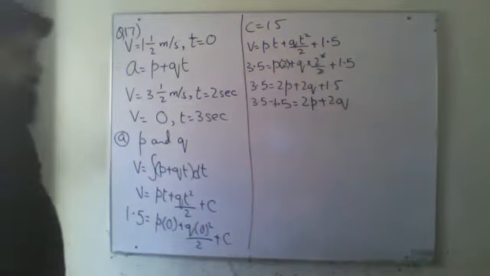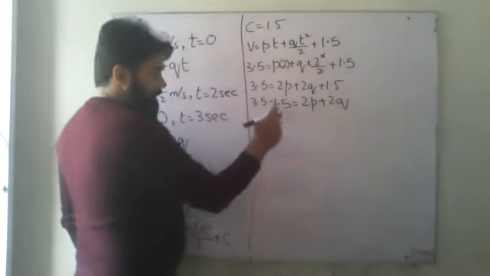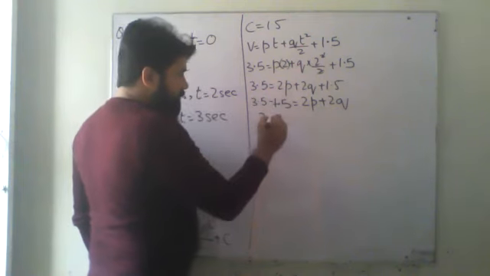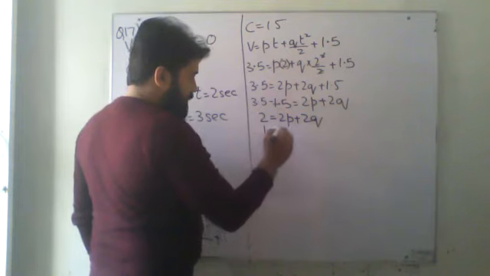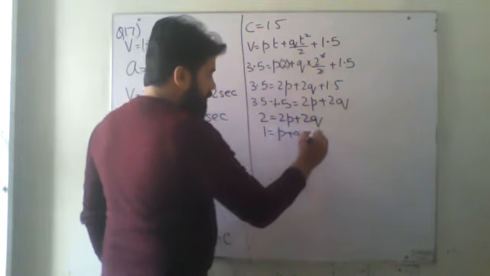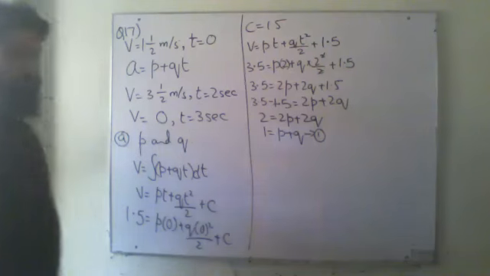Now, subtracting it, you will have 2 equals 2p plus 2q, which means 1 equals p plus q. That's going to be the first equation.